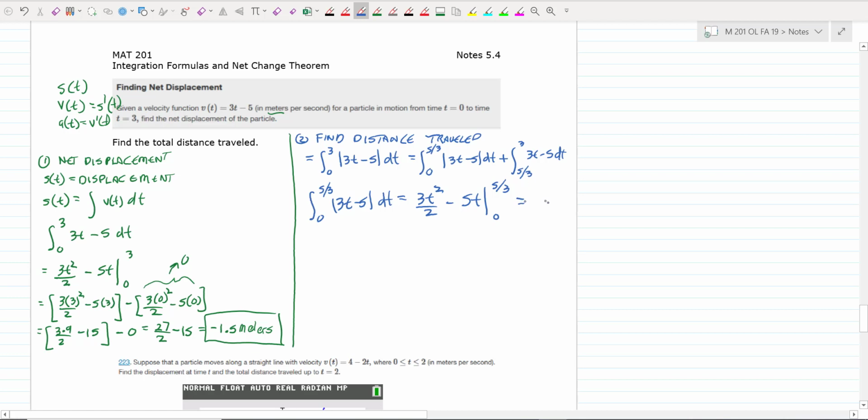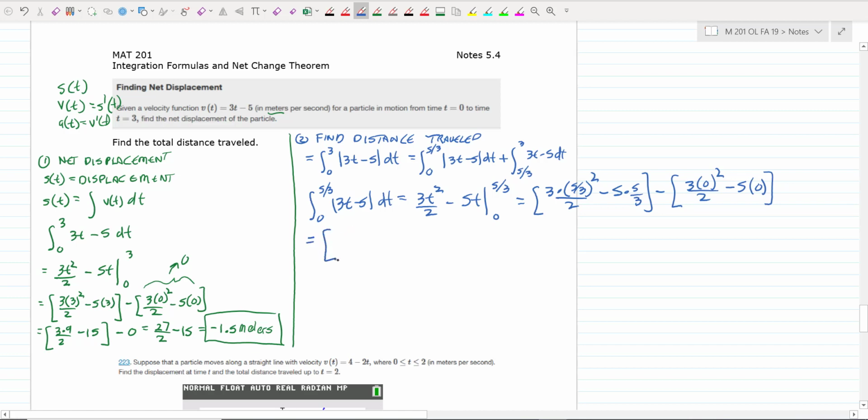Okay, so let's go ahead and do that. We're going to do 3 times (5/3) to the second over 2 minus 5 times 5/3. And then we're going to subtract the value at 0, so we have 3 times 0 squared over 2, minus 5 times 0. So again, what we're doing is just plugging in the limits. Let's run through the details on that for our first integral.